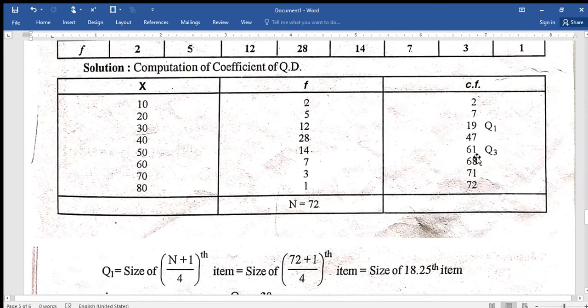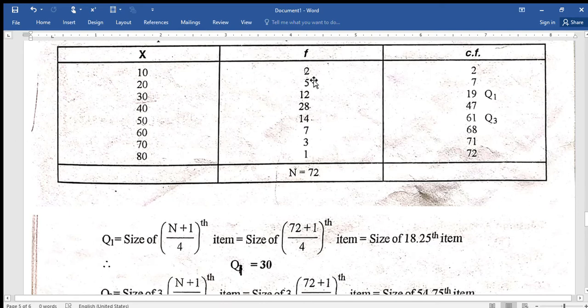In this case, 18.25 lies in between 7 and 19. After 7, we get 18.25. So Q1 is this row. Corresponding to this, the x variable is 30. So the Q1 value is 30. Let me repeat once again. The 18.25th item lies in between 7 and 19, so the corresponding variable 30 is our first quartile Q1.